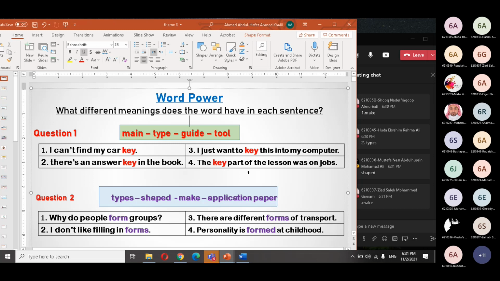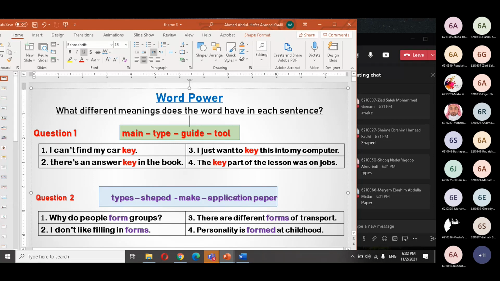زياد احنا قلنا make number 1. Why do people form groups؟ يعني why do people make groups؟ in number 1. I don't like filling in forms. fill in يعني complete، اكمل. ما احب اعبي ايه، اكمل ايه، املأ ايه. forms. application paper. application. مش لما بتروح تشتغل ولا في اي شيء يقول لك سوي عبي الفورم. فهنا واحد بيقول I don't like filling in forms. Forms here means application paper.